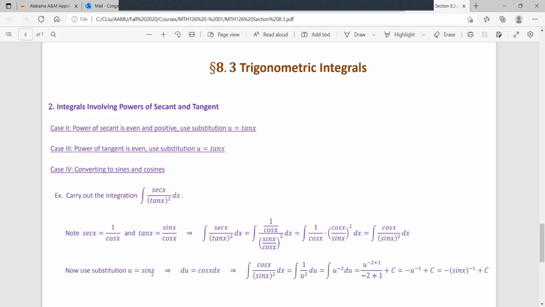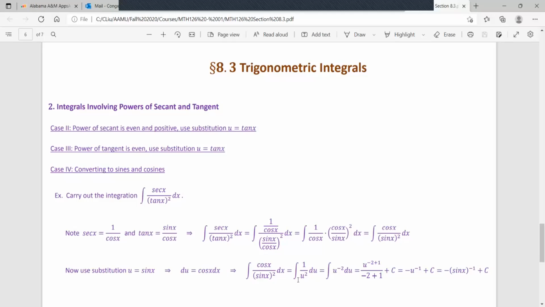So take a differential of u, you get cosine x dx. The derivative of sine x is just cosine x. Now the integral of cosine x over sine x squared dx: you can replace cosine x dx by du, and sine x squared is just u squared. U is just sine x.